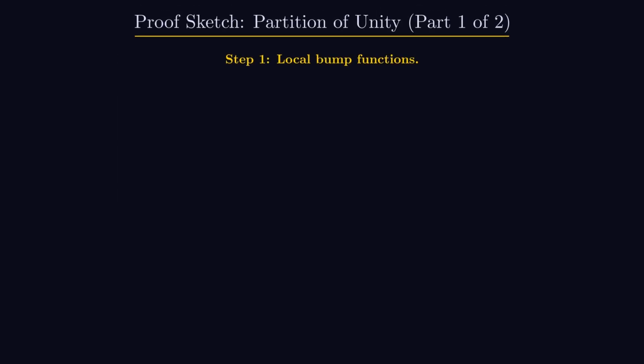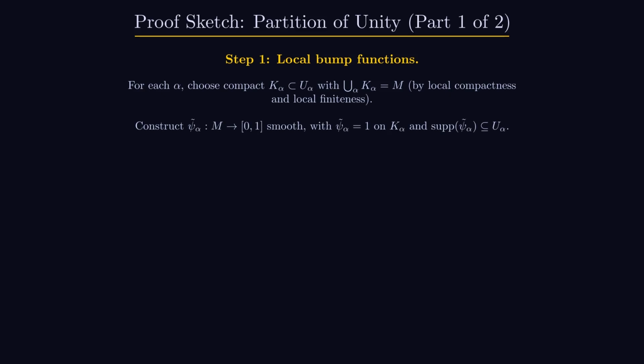Stating the theorem is one thing, but how do we actually build such functions? The construction has 3 steps, and step 1 is to construct local bump functions. For each alpha, choose a compact set K_alpha inside U_alpha such that the union of all K_alpha is M. With these compact sets in hand, our goal is to construct a smooth function psi_alpha tilde from M to [0, 1] that equals 1 on K_alpha and has support contained in U_alpha.